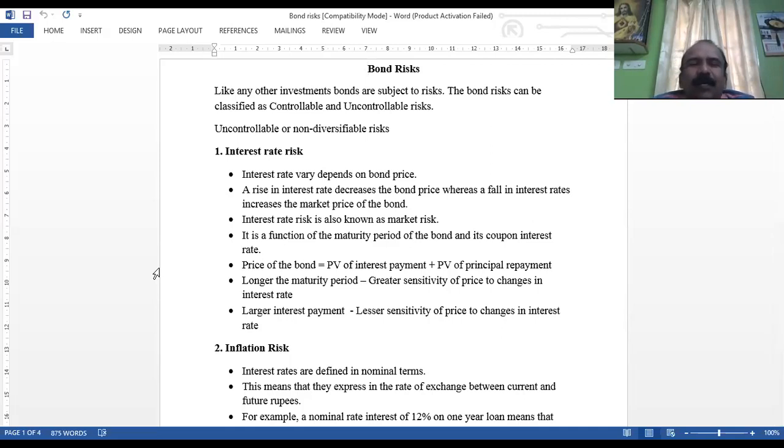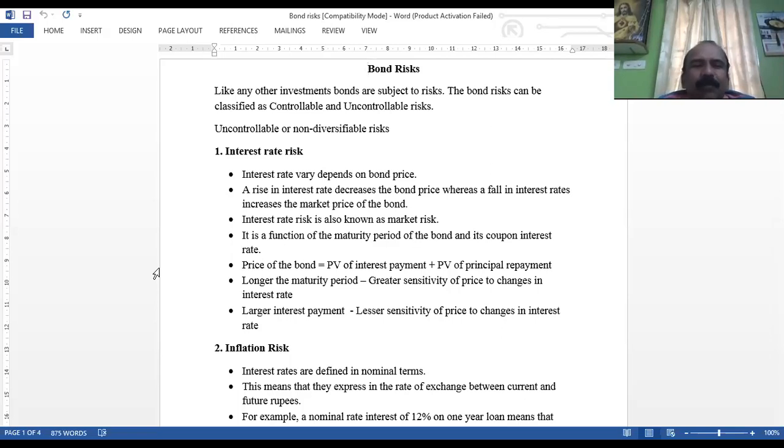We have seen in portfolio management the various types of risk that equities have. We have seen diversifiable and non-diversifiable risk. The same way, bonds are also subject to risks. These risks are classified into two different categories.